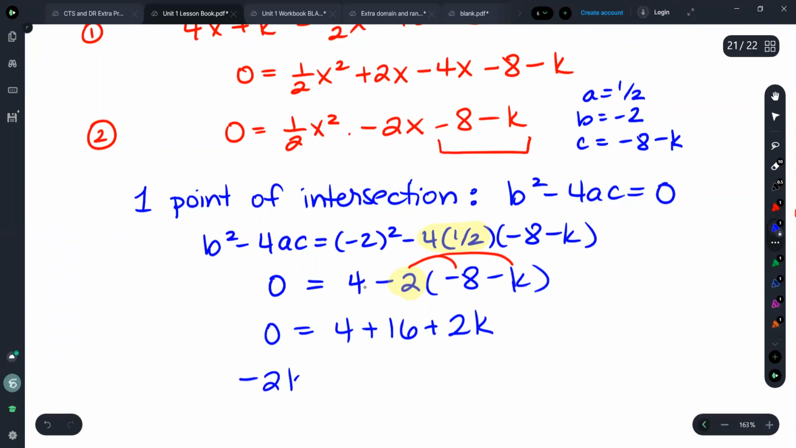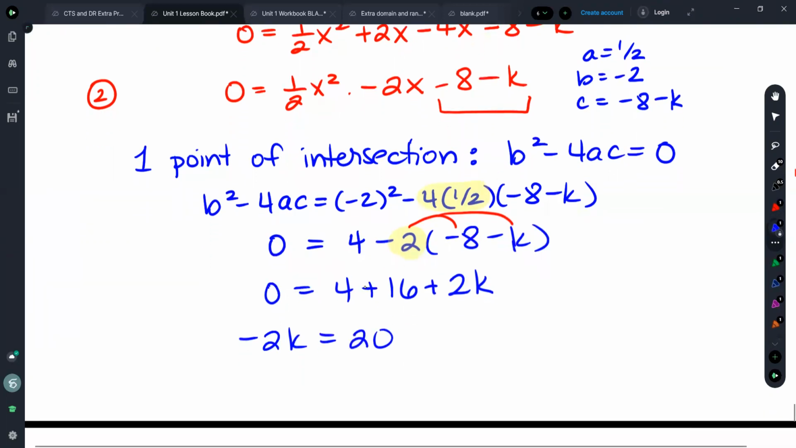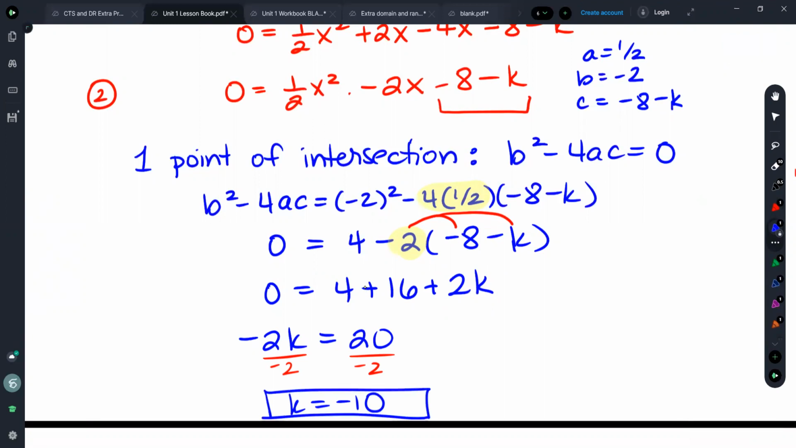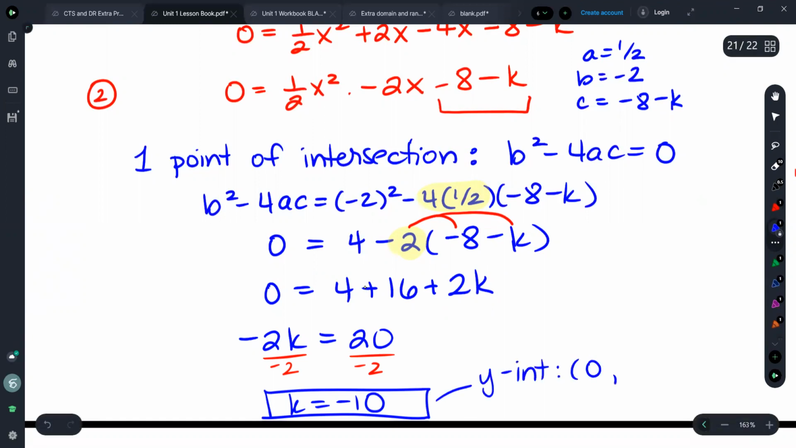Okay. Perfect. So I'm moving the 2k over to this left side here. It becomes -2k. And then we'll divide out -2 to get k by itself. So we're just isolating for k. And k equals -10. That's what I'm trying to find. That was my goal in the first place, is to find the y-intercept. So I just found that the y-intercept was -10. So we can write that as 0, -10. That's how we write a y-intercept, 0 for x and then the y.